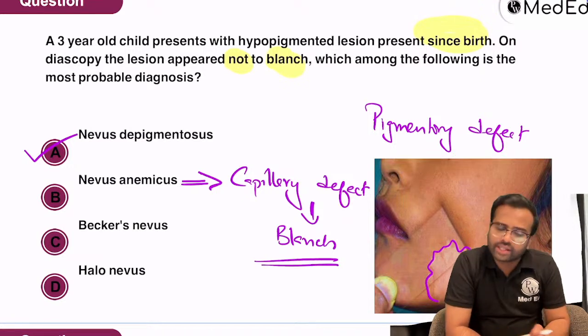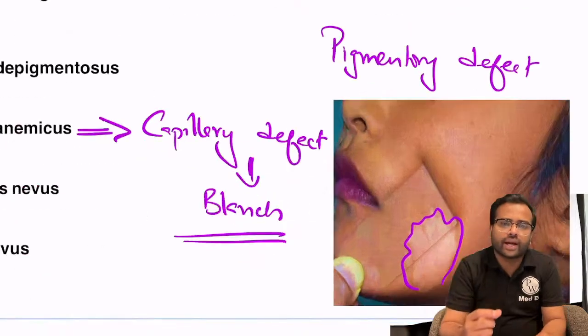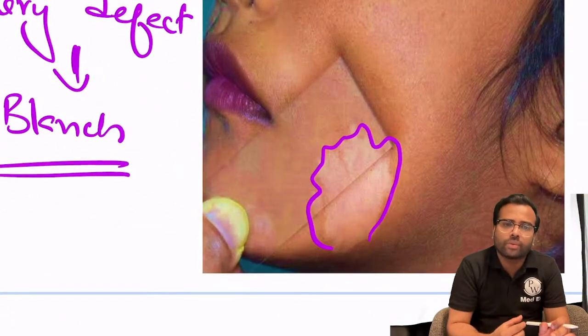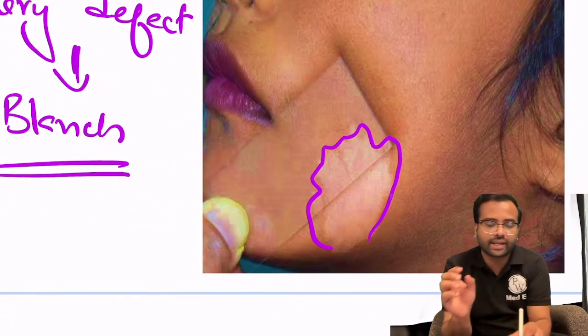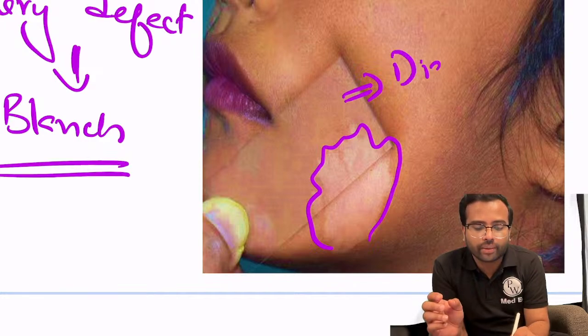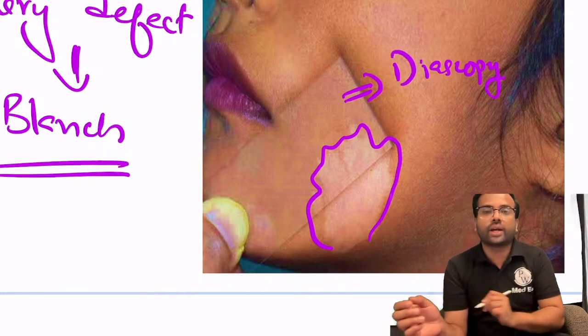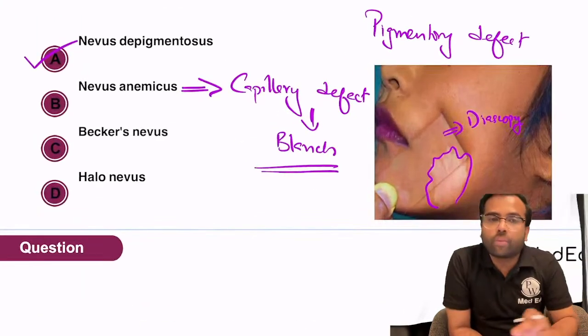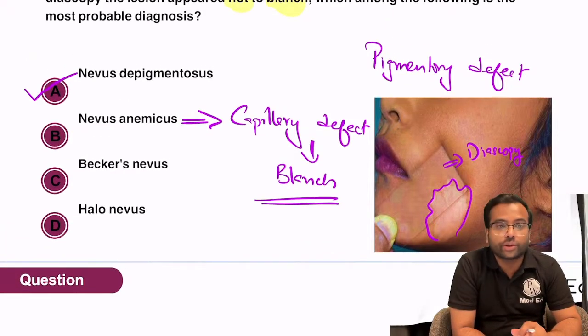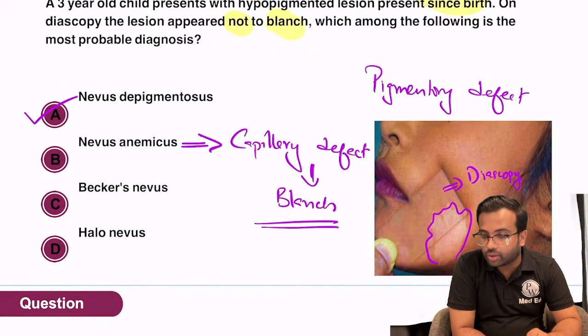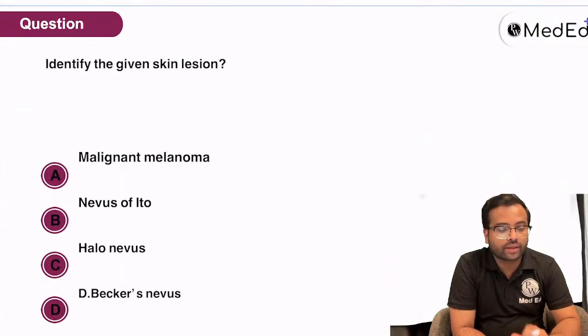Yes, this image is showing that when we are pressing with a glass slide, that test is called diascopy. So this test is called diascopy. There is no blanching under diascopy, so the answer is going to be nevus depigmentosus. Okay, so now let's go to the next question.